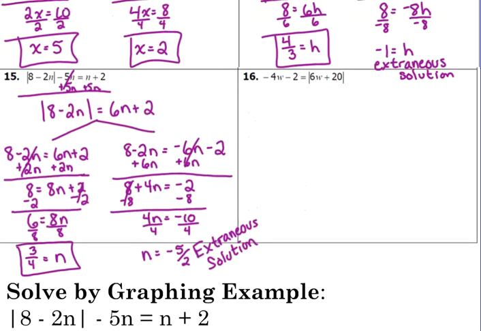You have to know how to do it this way to find the extraneous solution. It is not going to show up on the graph. Only the true solutions will show up on the graph. Questions about that?